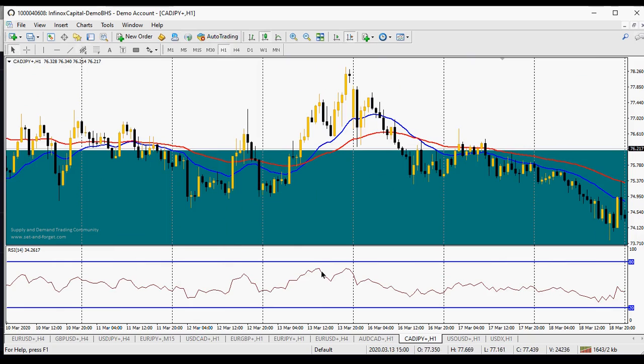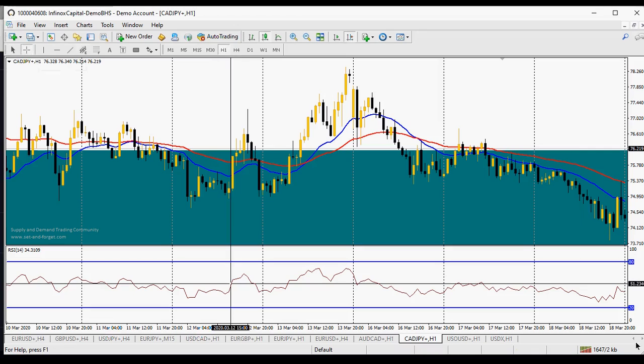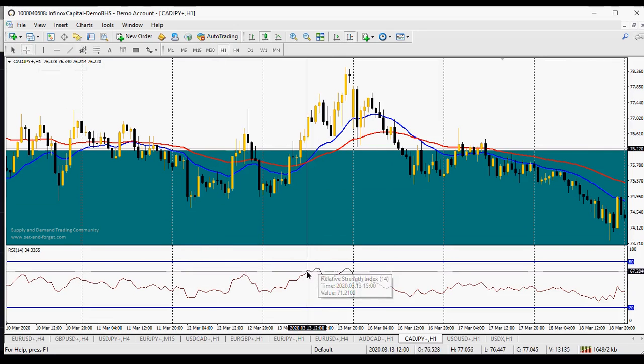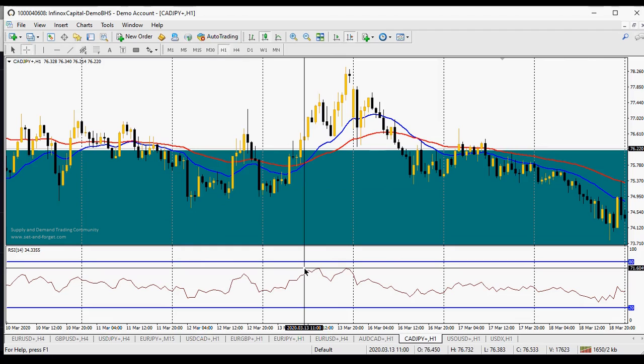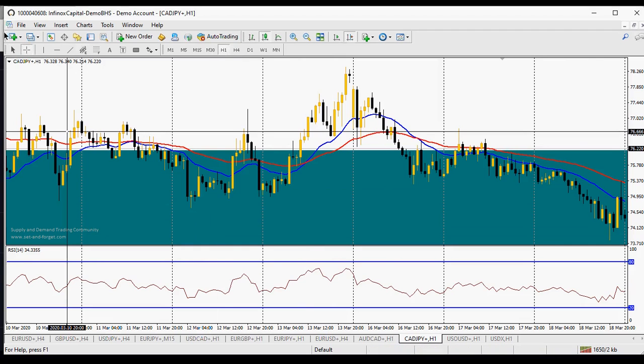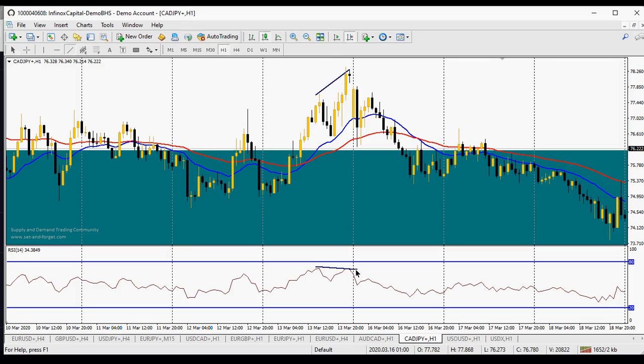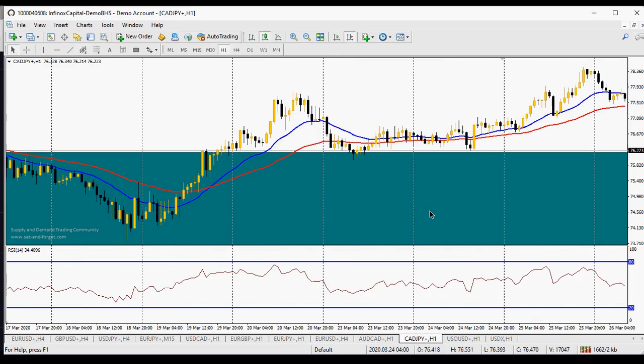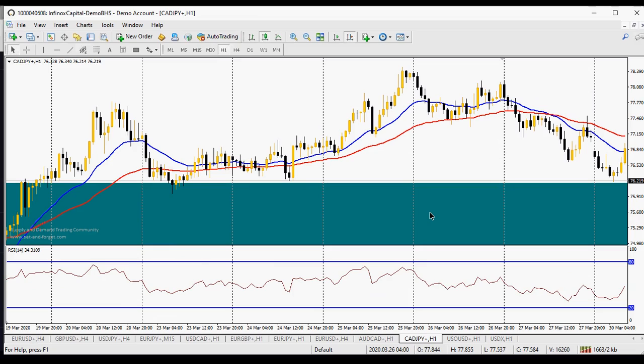Let's see another one. Here and here. Let's see which is higher. So this is a form of divergence also. Price was going up, the indicator was going down, or even almost equal, but it's also divergence. This is divergence, and what happened there? Price dropped. So divergence is a powerful way of using the RSI.